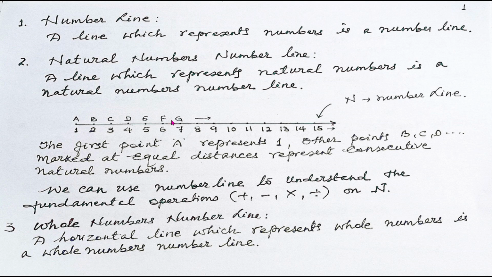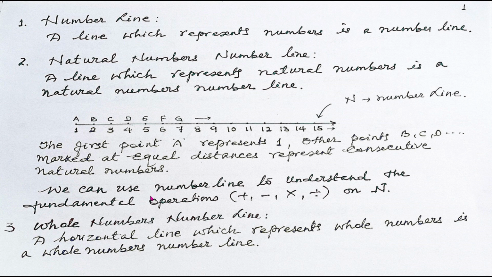Draw a horizontal line, mark a point A on it. The point A on the horizontal line represents the least natural number, 1, and the other points B, C, D, E, F, G and so on, marked at equal distances from point A, represent consecutive natural numbers. We can use a number line to understand and work on the fundamental operations on natural numbers, that is addition, subtraction, multiplication and division of natural numbers.